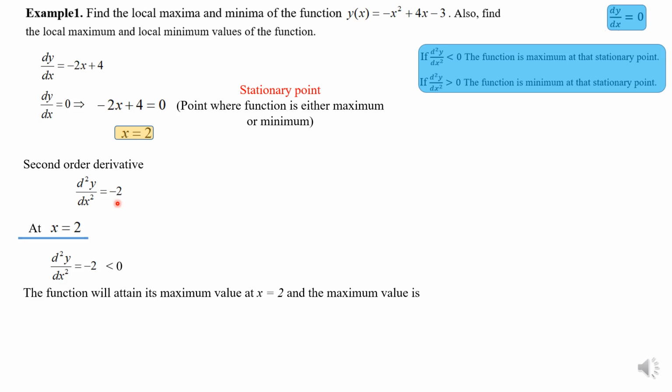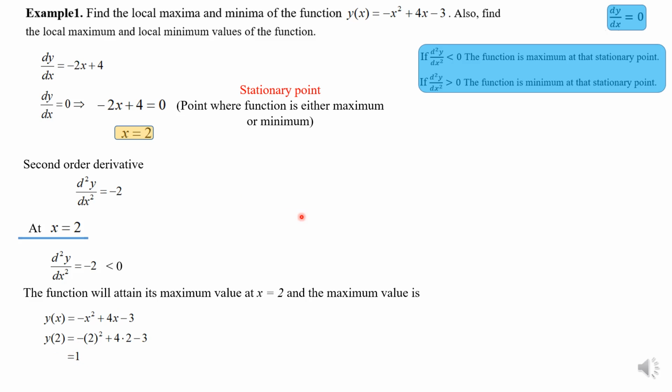And what is the maximum value? You have to substitute, listen to this. Once you know the function is maxima or minima at this stationary point, substitute the value of the stationary point in the function. That is, you have to find y of 2. Y of 2 will be equal to -2 square and so on. You'll get 1. So 1 is the maximum value. Interesting. This function is not going to exceed 1 as a height.